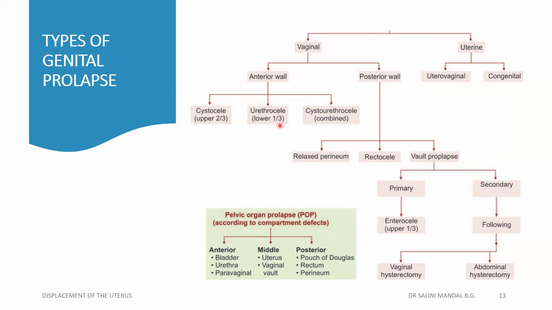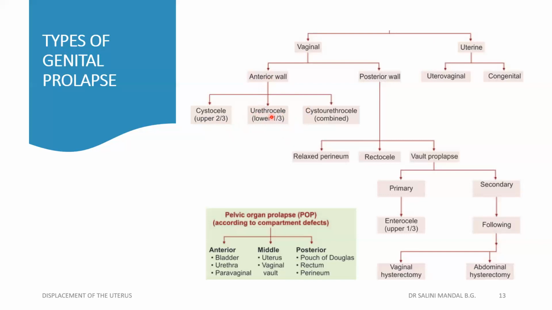Now, when there is a laxity of the lower third of the anterior vaginal wall, what will happen? The urethra herniates through it. When there is a laxity of the upper two-thirds of the anterior wall, we have cystocele. When there is a laxity in the lower one-third of the anterior wall of the vagina, we have urethrocele.